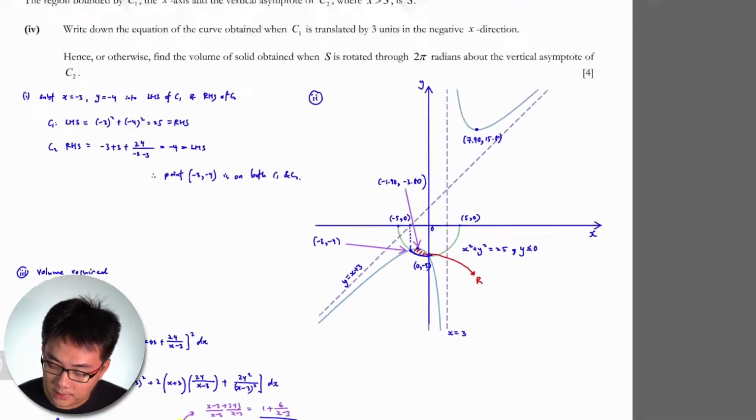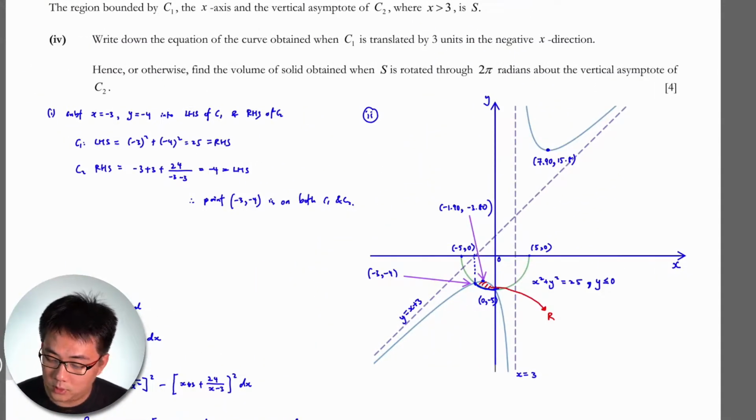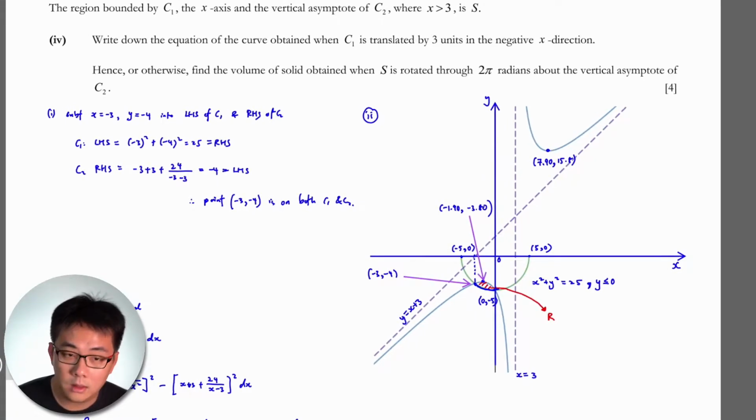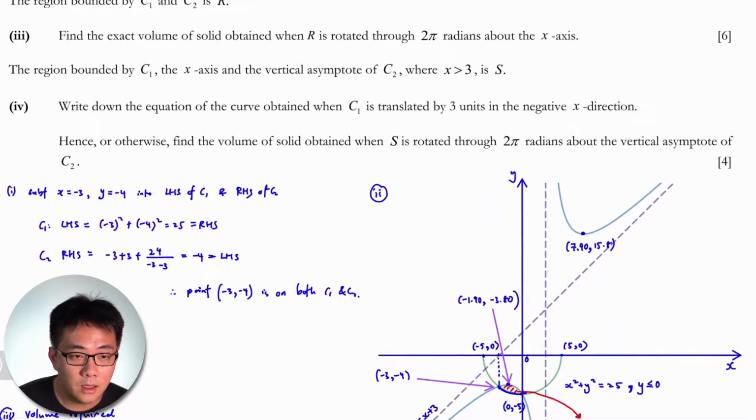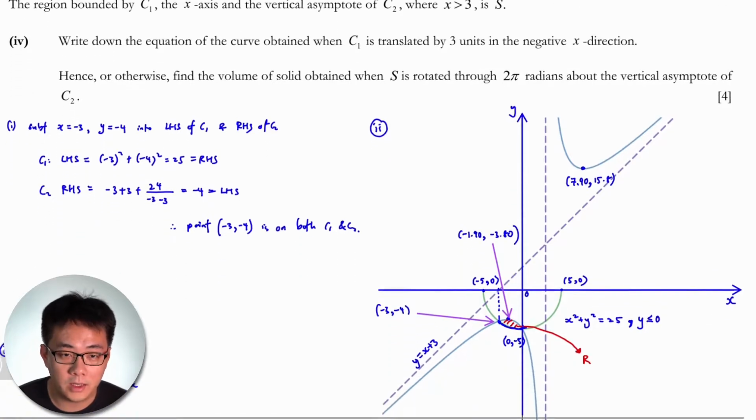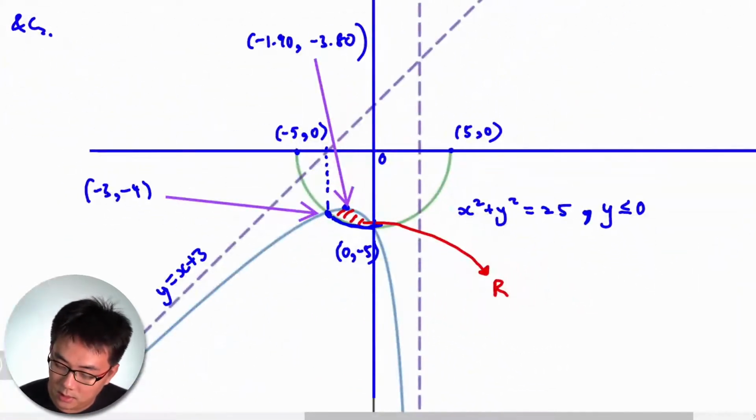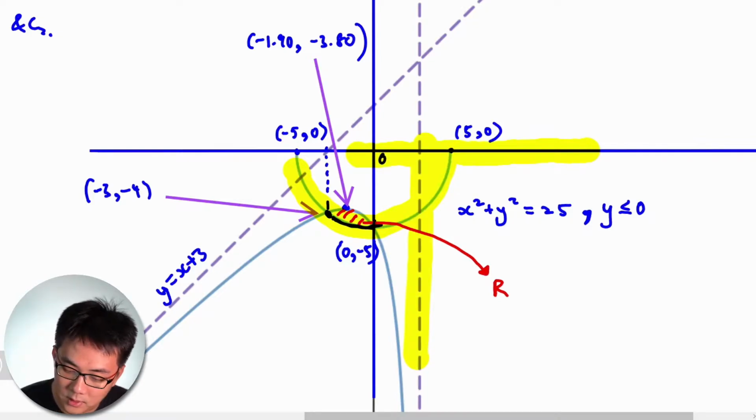So let's look at the last part, which is part 4. Now you're told that C1, the x-axis and the vertical asymptote of C2 where x is s. So basically this is C1 bounded by the x-axis and this vertical asymptote. This will be s. So this essentially here is s.